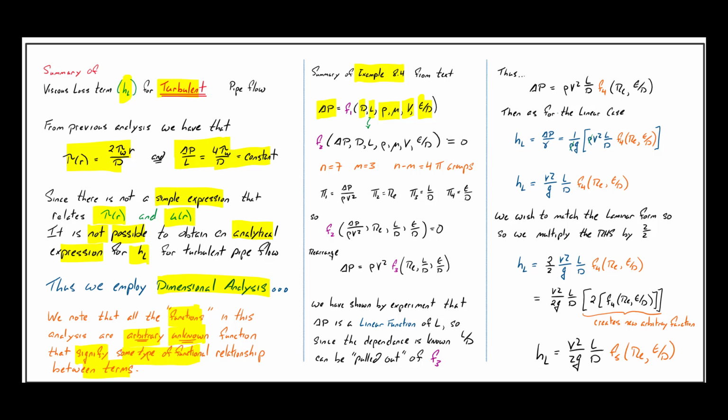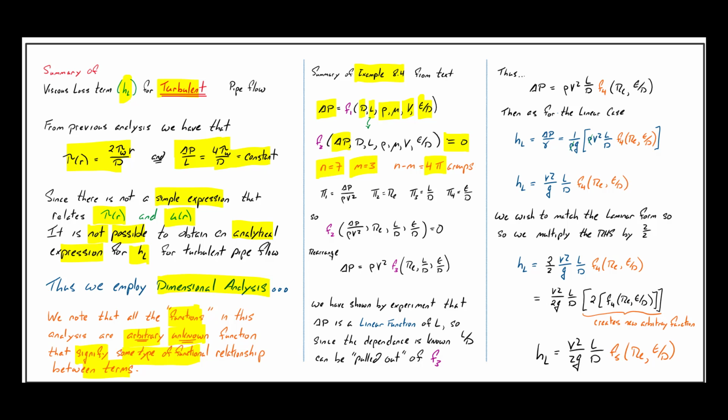Now if I rearrange it so that everything equals 0, instead of having a function that ends up equaling delta p, I create a new function where delta p becomes one of the variables, and the whole function has to equal 0. So that gives me 7 variables. There are only 3 units, mass, length, and time, and that's going to give me my 4 pi groups.